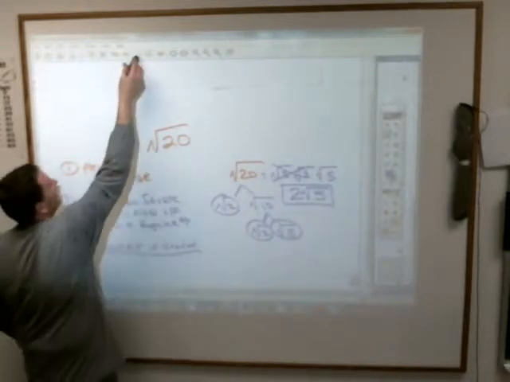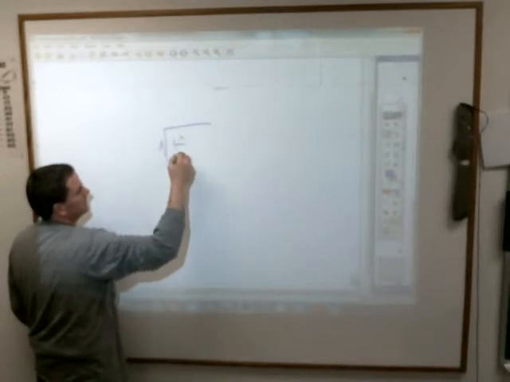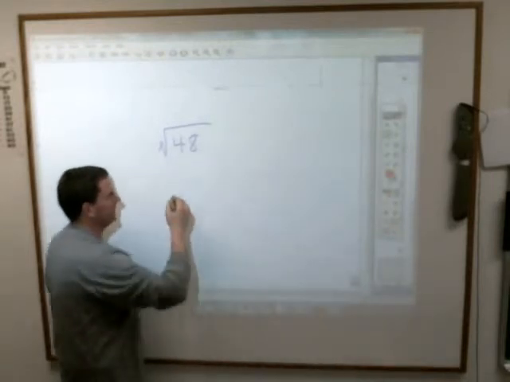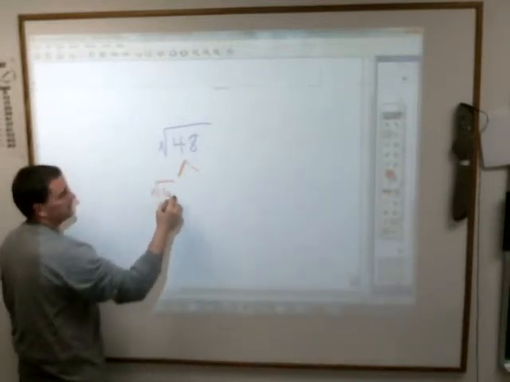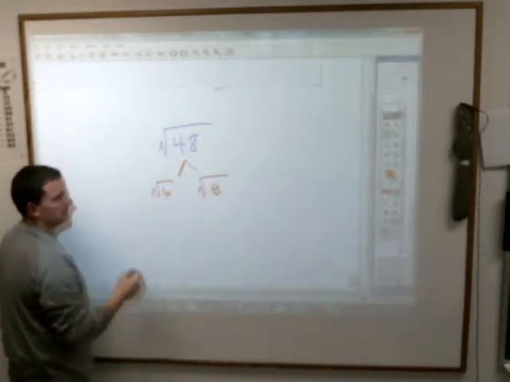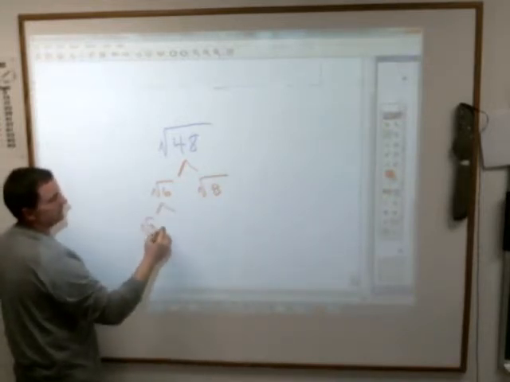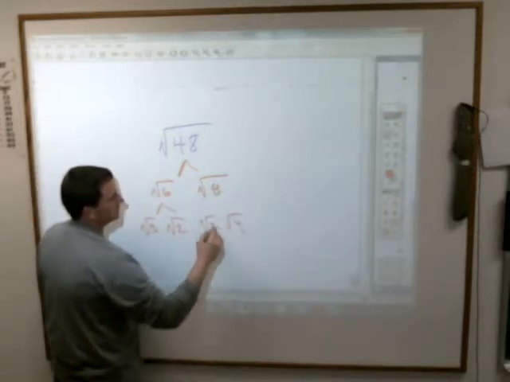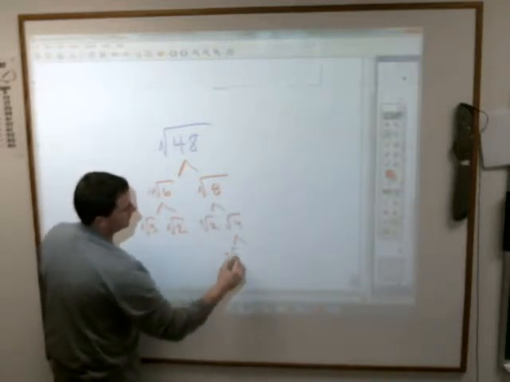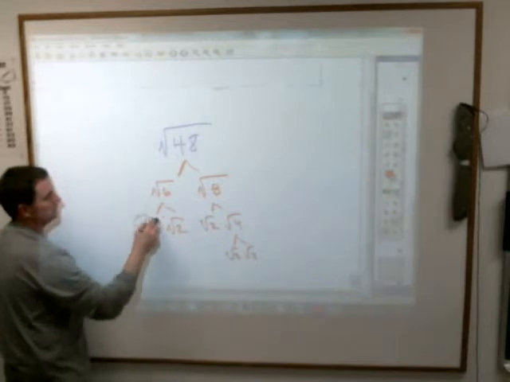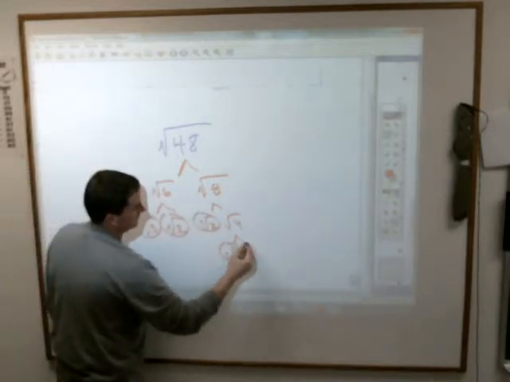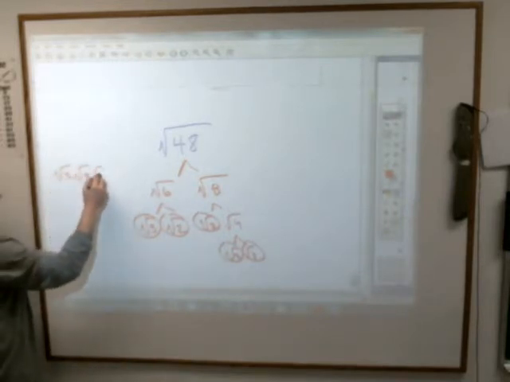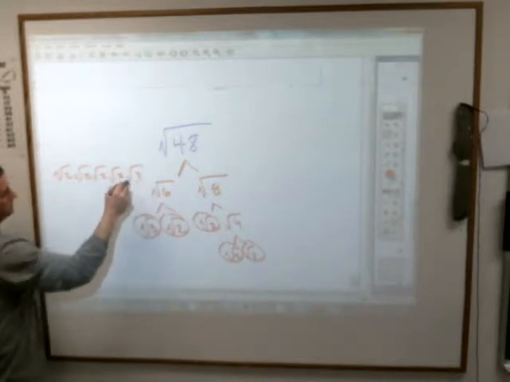The square root of 48. It doesn't matter how you break it down, the square root of 48 is the square root of 6 times the square root of 8. The square root of 6 is the square root of 3 times the square root of 2. 8 is the square root of 2 times the square root of 4. And 4 is the square root of 2 times the square root of 2. So you end up with 4 square roots of 2 and the square root of 3.